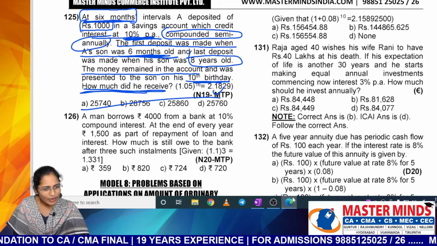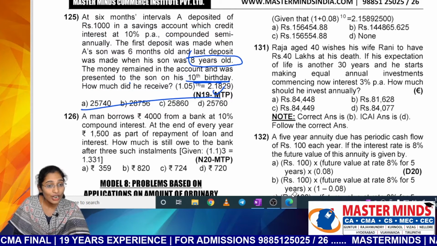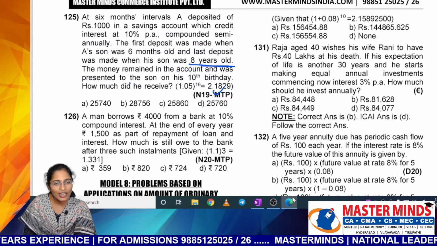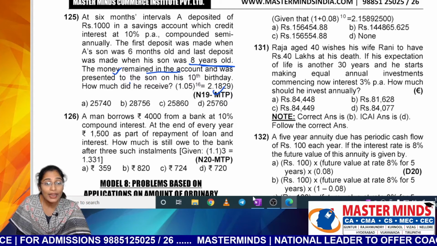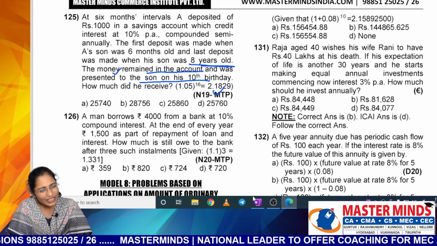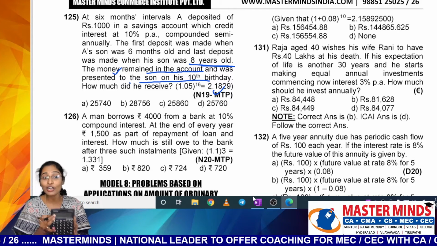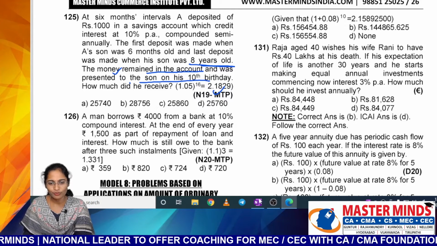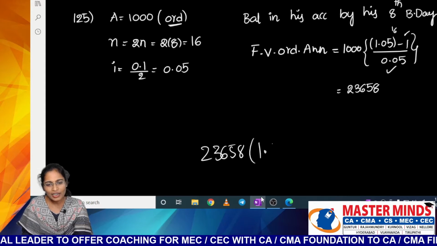So the same question. Is there any option like 23,658, guys? No, because we have to read out the last 2 lines also. What is the balance for his son's 8th birthday? 23,658. The money remained in his account and was presented to his son on which birthday, guys? 10th birthday. Means he is going to keep this 23,658 in his bank account for how many more years? 2 more years, right? So what do you people need to do? Tell me. Are you going to consider this one as principal and calculate whole square?